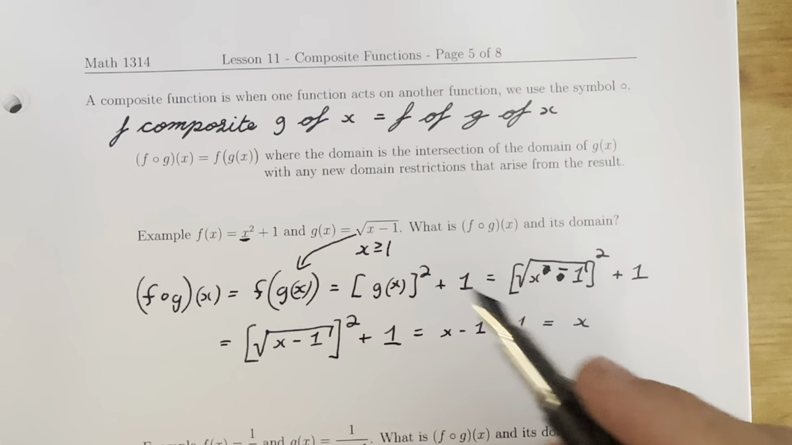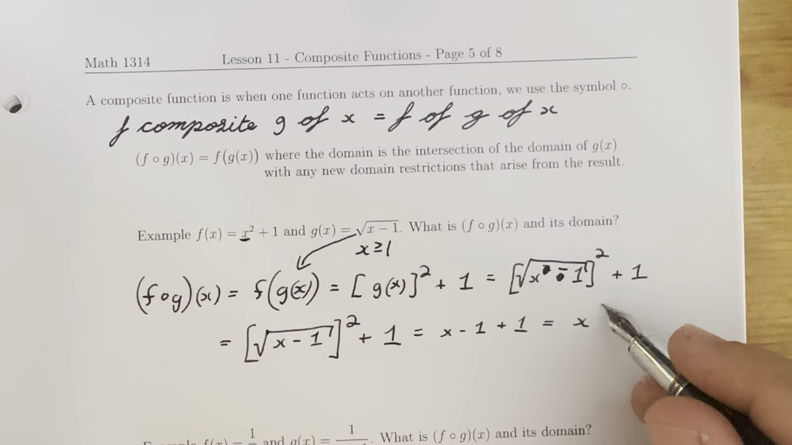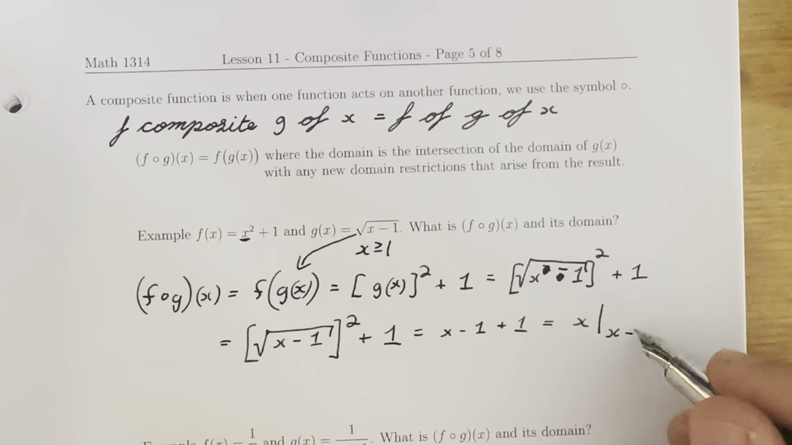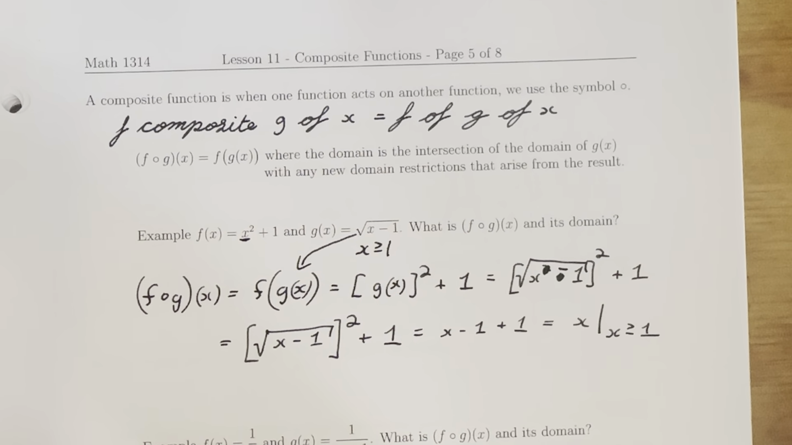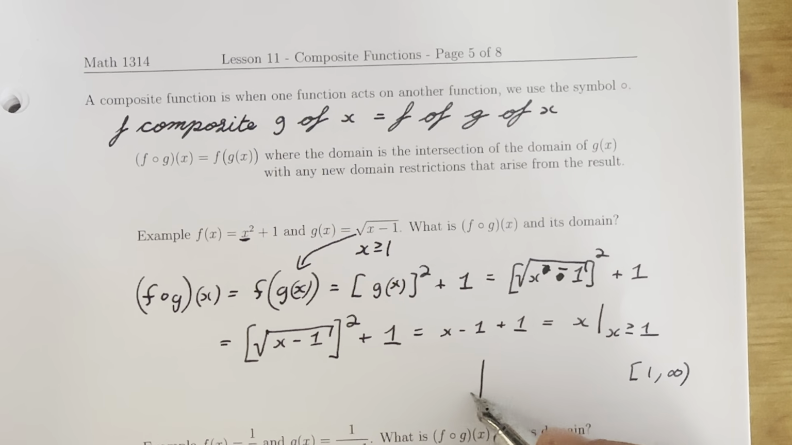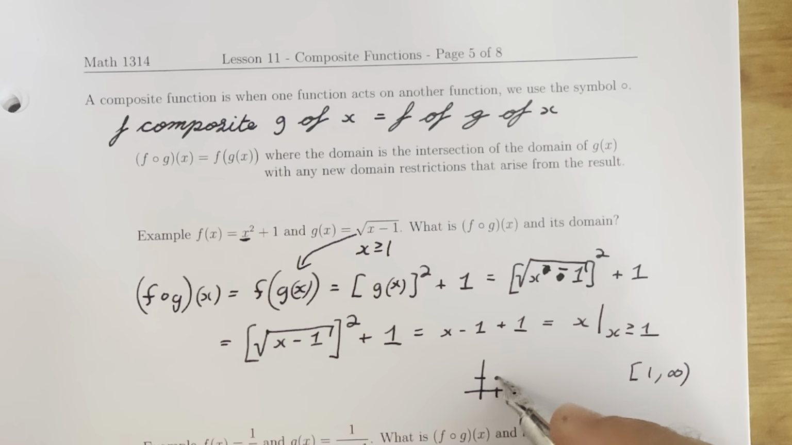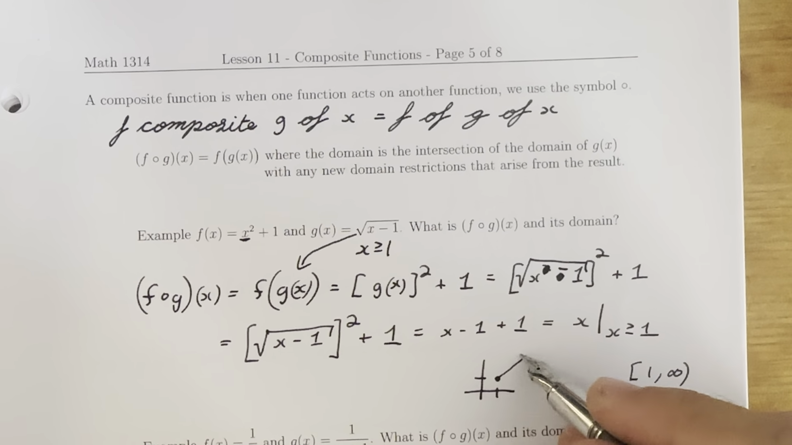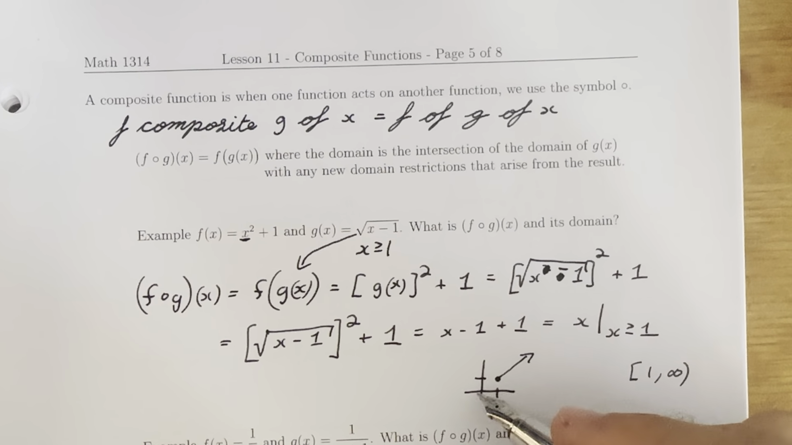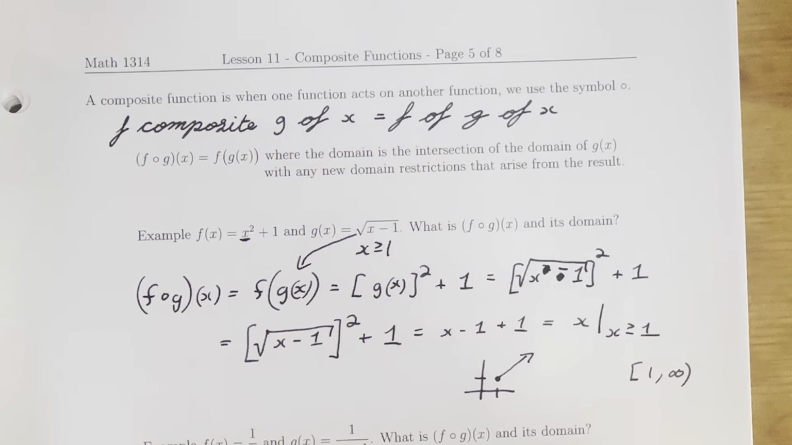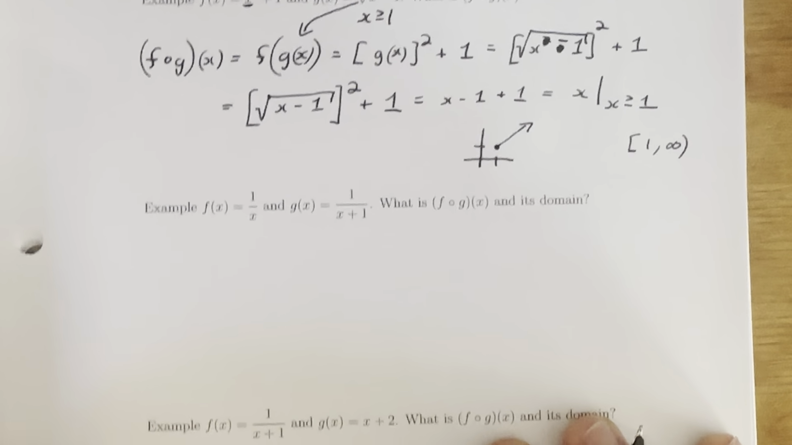But note we do have the domain restriction from g that x must be equal to or greater than 1. And that's just what the domain is: 1 to infinity. So if you were to graph this, which I'm about to, just the graph of x starting at 1, filled in circle, and then it's just y equals x to the right, nothing to the left. And that would be the graph. Moving on.